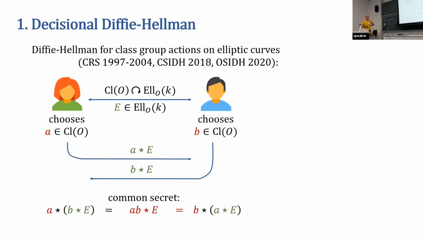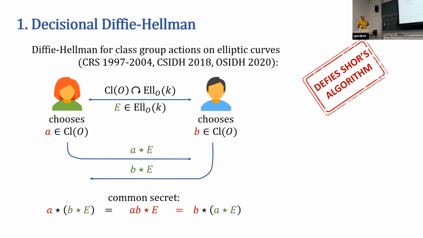Bob does the same, chooses a secret ideal class B, sends it to Alice. And eventually, both parties can compute the action of AB on E. So for instance, Bob computes it as his secret ideal class, and he acts with it on the E_A that he received from Alice.